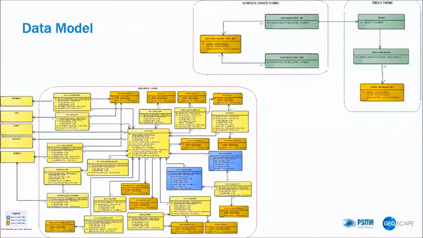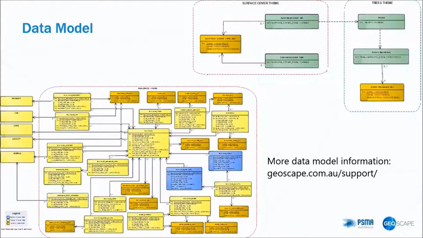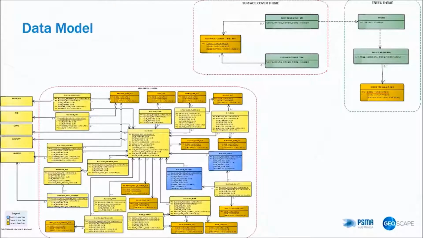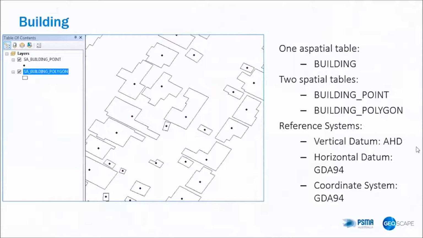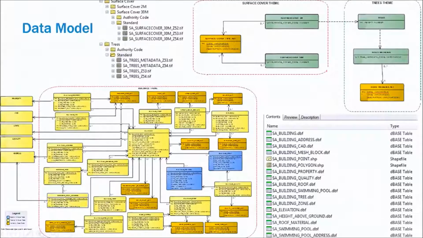Some of you may immediately recognise what this data model represents and its purpose. These are our data models for our three themes, and they basically show how each data is connected to each other. On the bottom, we'll start with the buildings theme. Oops, sorry about that. So the buildings theme: we have 15 spatial tables, 2 spatial tables, and 12 authority tables. Our surface cover theme, we have 2 variations for that, a 2 metre and a 30 metre variation, and also our trees theme.